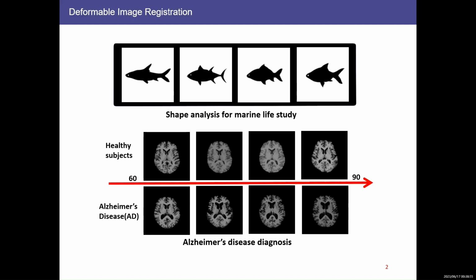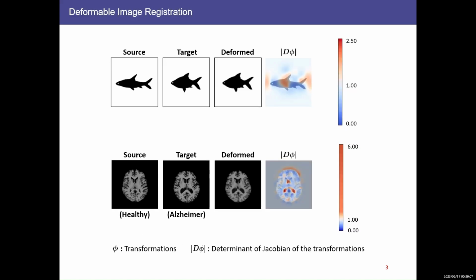Deformable image registration has a vast range of practical applications, like shape analysis for marine life study or, in the medical image domain, Alzheimer's disease diagnosis. This is a visualization of registration from source image to the target image. The third column shows the deformed images, which are very similar to the target images.